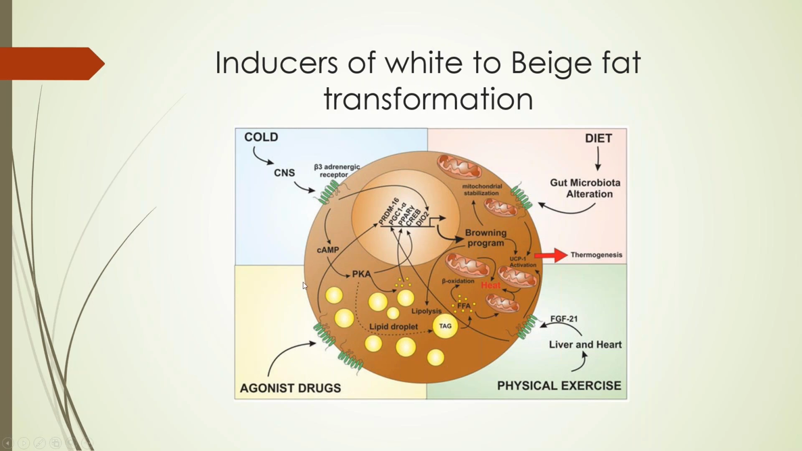But the main focus now is to develop drugs, or agonist drugs, which mimic adrenergic receptor signaling and can be used to activate the transformation of white to brown. So this is something which is hot in the pharmaceutical industry. Can we design drugs to activate this transformation from white to brown?